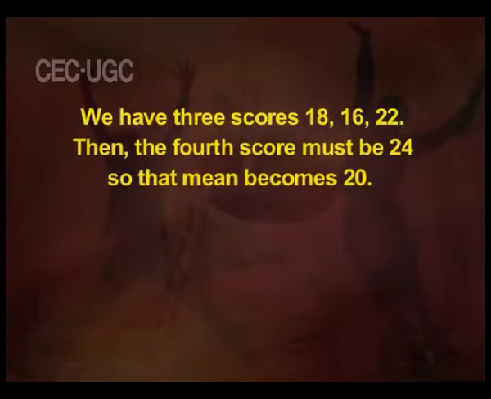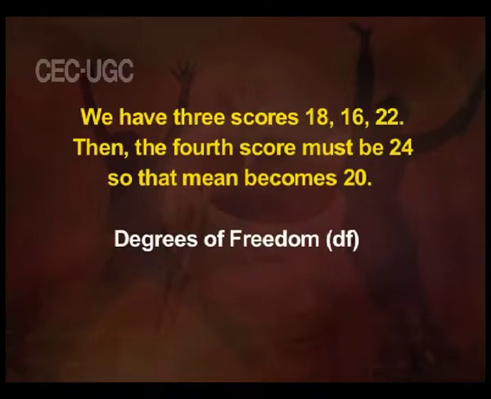For example, suppose we have 3 scores, 18, 16 and 22. Then the 4th score must be 24 so that the mean is equal to 20. Hence, degrees of freedom will be given by the formula df equals n, which refers to the number of observations, minus 1. Since we had 4 scores, the degrees of freedom would be equal to 4 minus 1 equals 3.